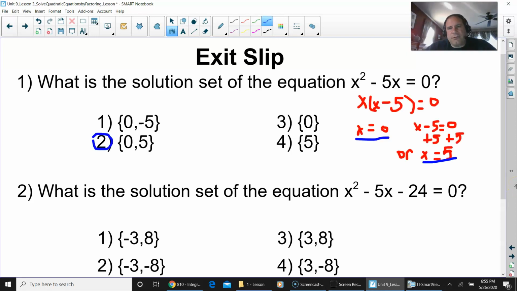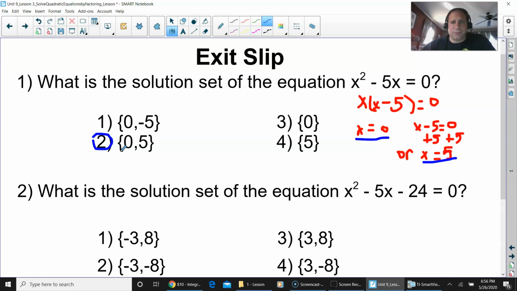So I hope that you had 2 as your answer, 0, 5. And by the way, did you see the way these are written? These have braces in them, not parentheses. If you put parentheses, they are coordinates, and they are not coordinates. As far as this goes, when you're saying the solution set, you're looking for the roots, and it's not a pair of coordinates. So x equals 0, or x equals 5.